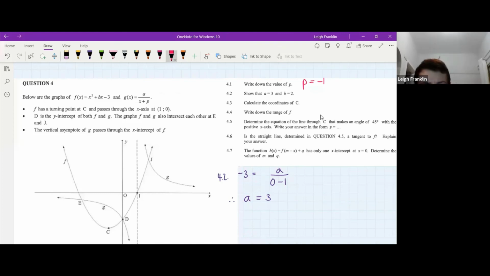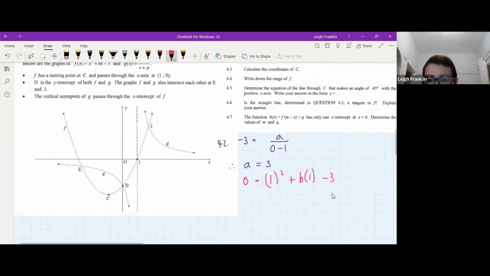So when y is equal to 0, x is equal to 1. That would be 1 squared plus b times 1 minus 3. And therefore, b would be equal to -2, so that would be +2. Quick and easy.